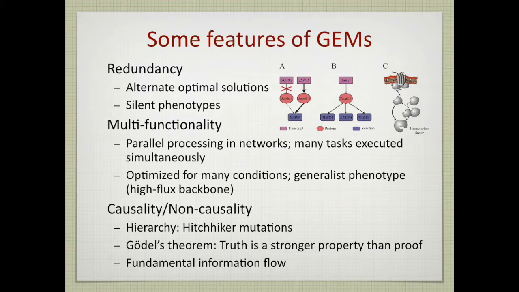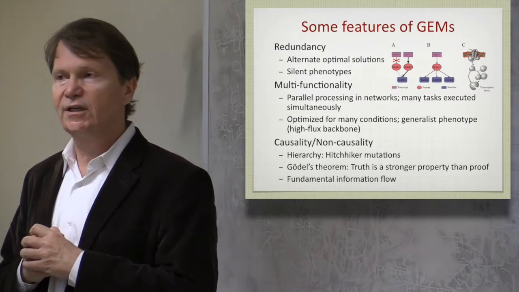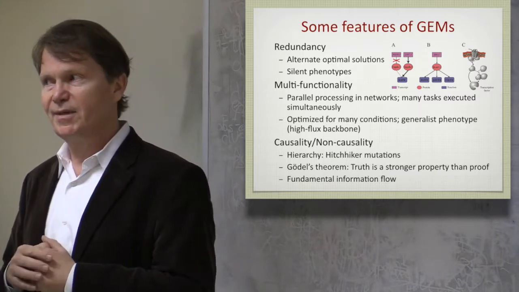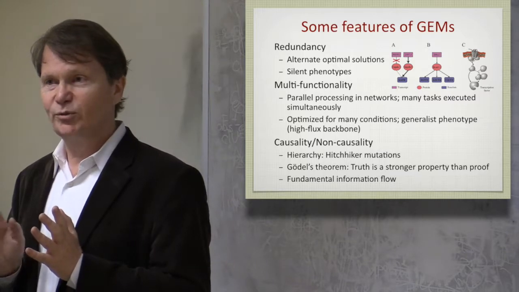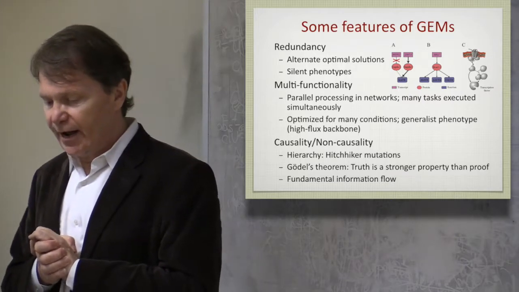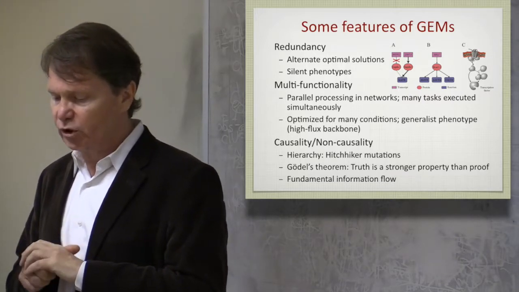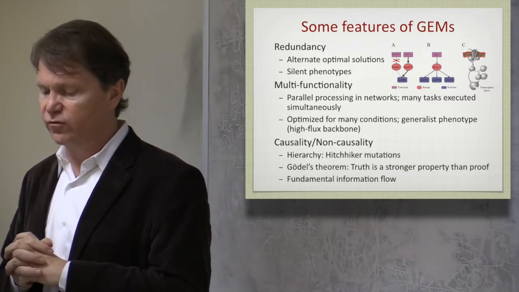Gödel's theorem, of course, always leads to a long philosophical discussion that we're not going to go through, but truth is a stronger property than proof. You cannot prove all truths. You can't be complete and consistent at the same time. So genome scale models want to be complete, but maybe they can't be consistent. This is, of course, the politician's dilemma, to be consistent in everything they say and please everyone. Not possible. But fundamentally, genome scale models, I think, in the end, will be interpreted in terms of information flow.